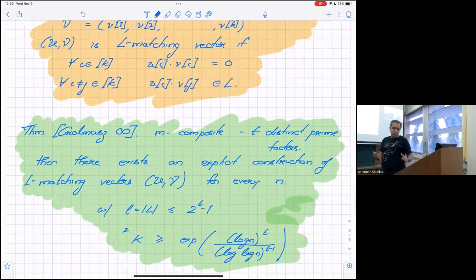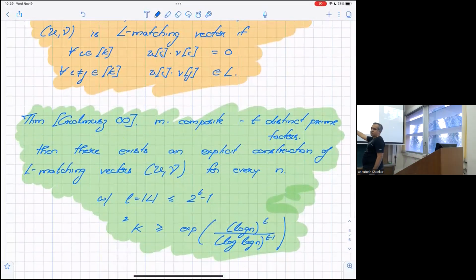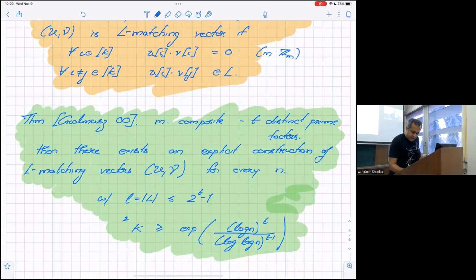The point will be we want to get more and more such vectors. In fact, as in composites, we can do this. Because it's composite, you can get guys which are non-zero, but their dot product is 0, because you're working in the ring. These operations are all happening in Z_m.